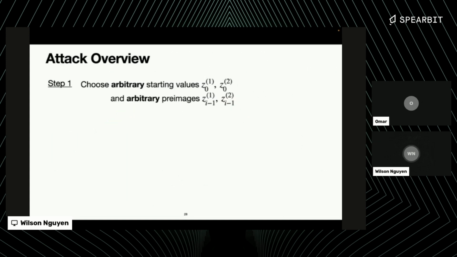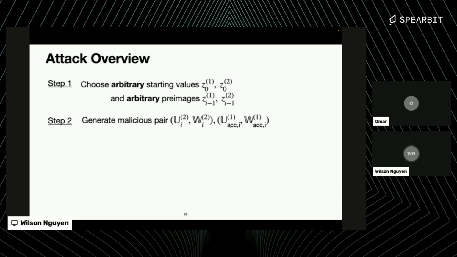So how does the attack proceed? We can choose any arbitrary starting values. It doesn't matter. And we can also choose any arbitrary preimages. So you can just imagine these are just random values. What we'll end up proving is the claim that we've done I iterations of whatever function we're claiming, but with these being the preimages right before the last step.